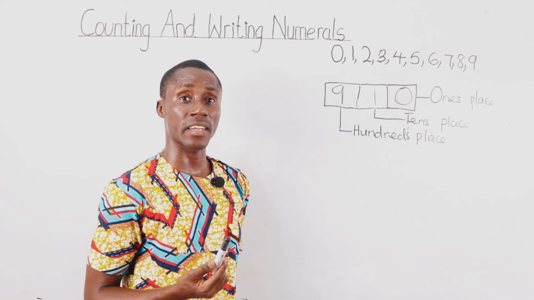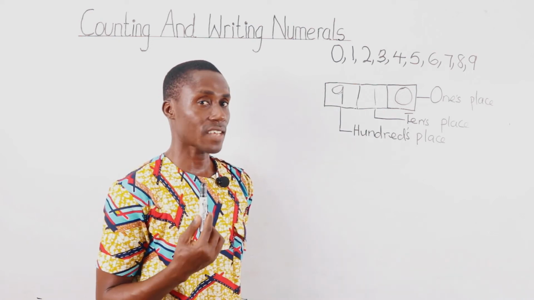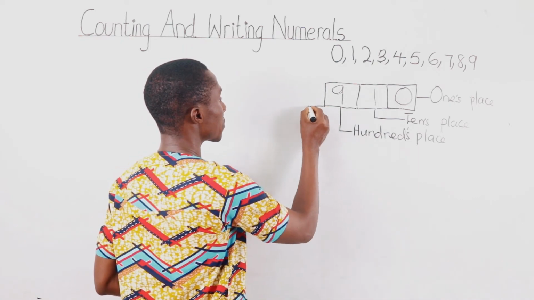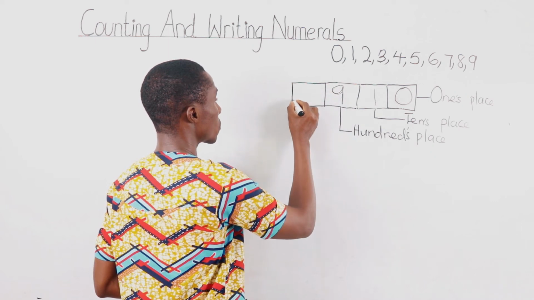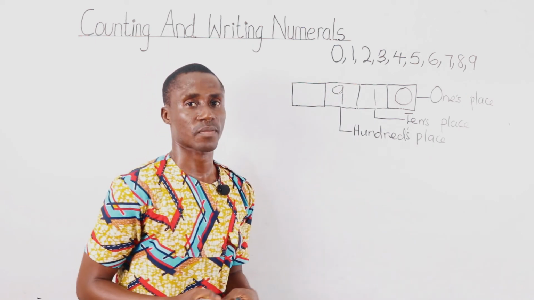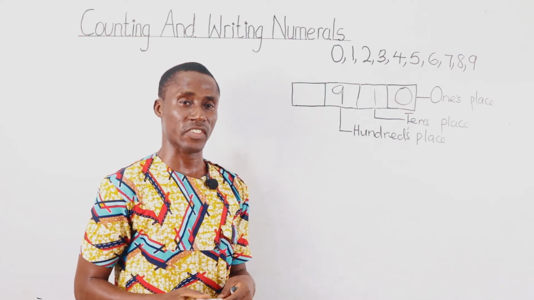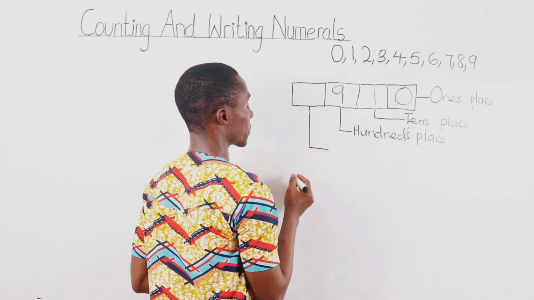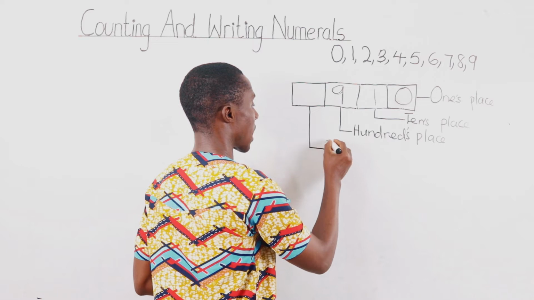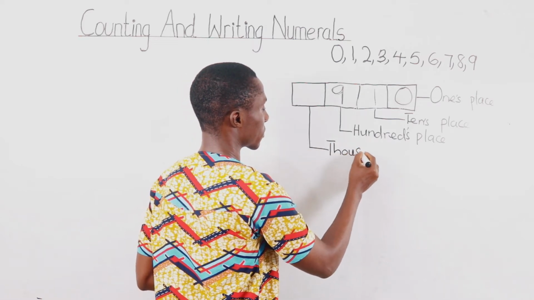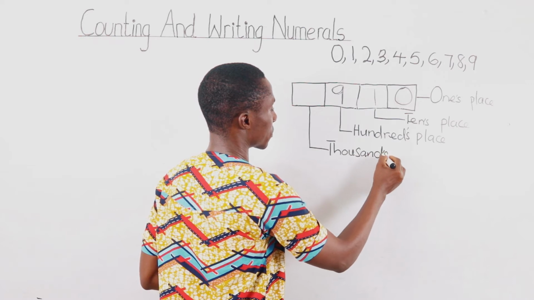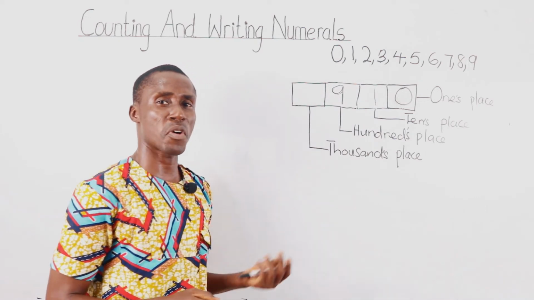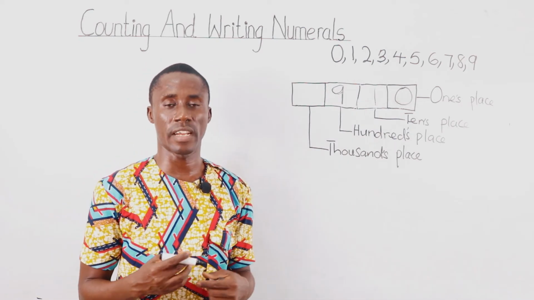100 times 10 will give us 1000, and therefore the next number place will be used to count groups of what? Thousands. And therefore, what are we going to call it? We are going to call it the thousands number place, or simply the thousands place. So we have the thousands place. So how are we going to find the next number place?